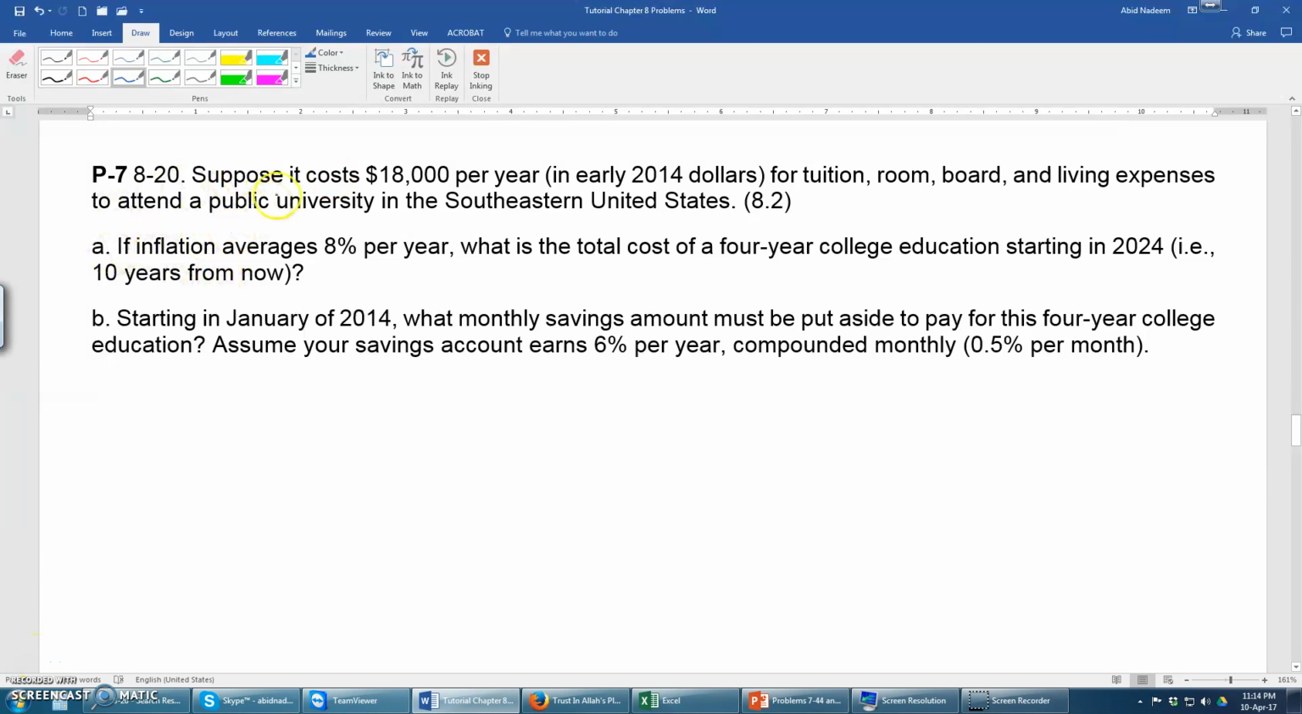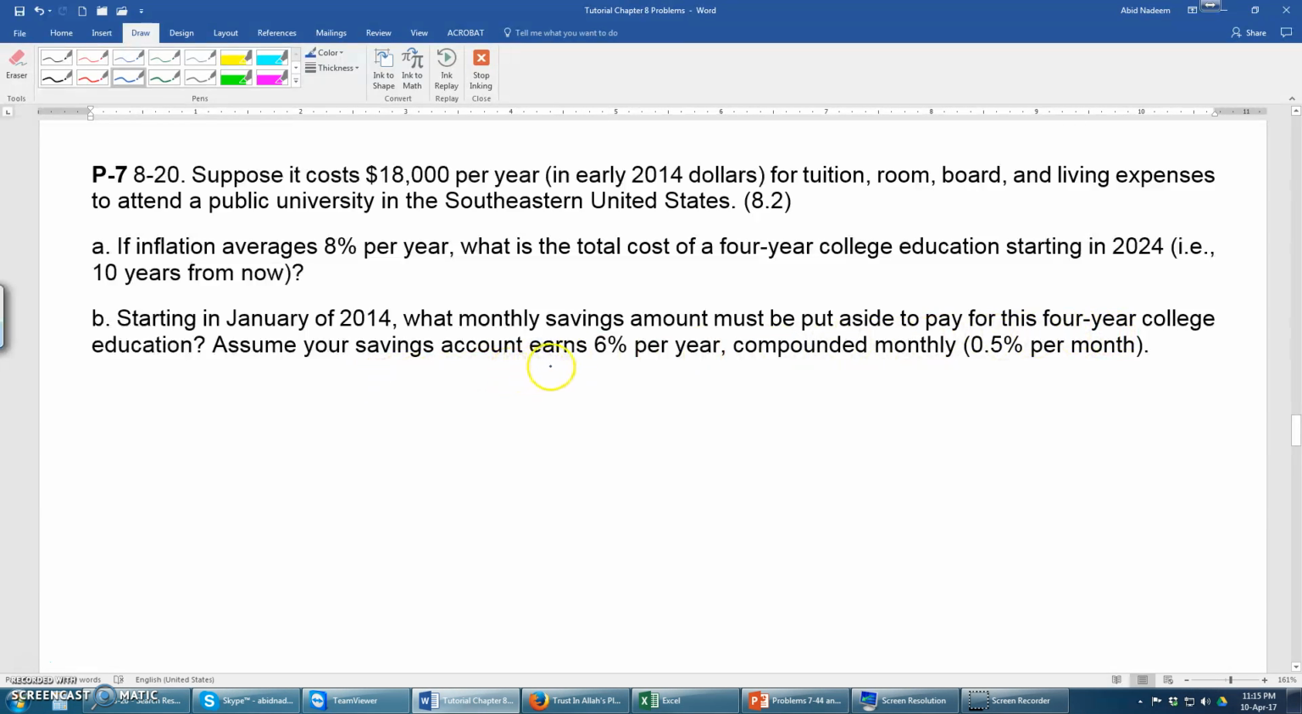Problem 8-20. Suppose it costs $18,000 per year in early 2014 dollars for tuition, room, board and living expenses to attend a public university in the southeastern United States. If inflation averages 8% per year, what is the total cost of a 4-year college education starting in 2024? That is 10 years from now. So starting in 2014, what monthly savings amount must be put aside to pay for this 4-year college education?